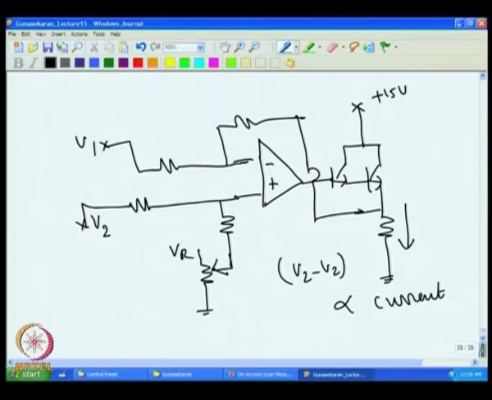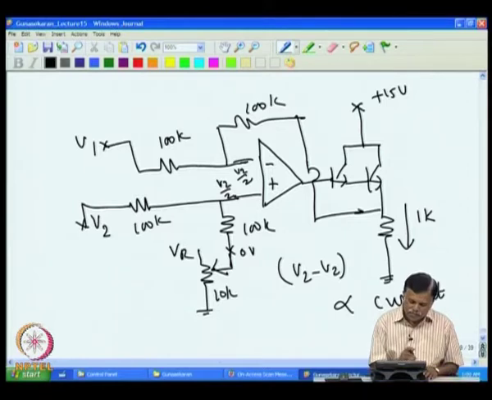For example, I can put here, say, 100K here, 100K here. For example, if I have here, say, 1 volt. Now, for simplicity, assume that this is kept at 0 volt. If it is kept at 0 volt, then you will get at this point V2 by 2, and this has to be V2 by 2 because plus has to follow this one. So, obviously, if this is more, then you will have the current flowing here.